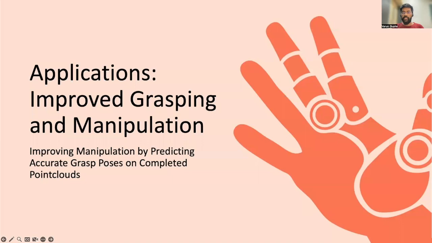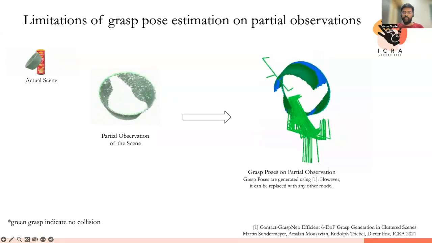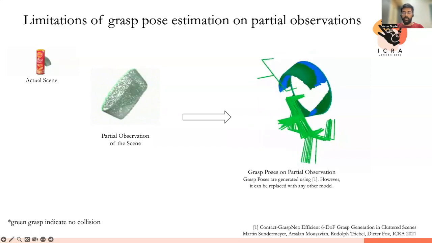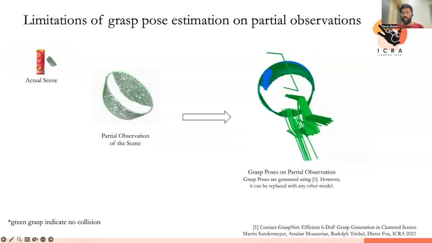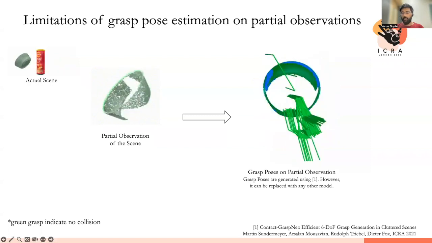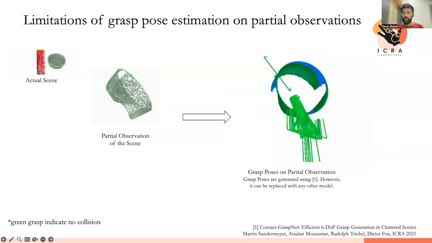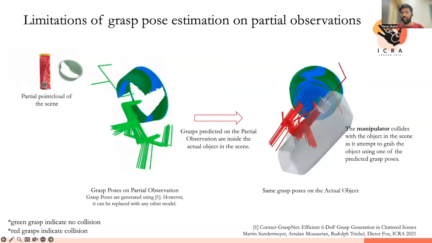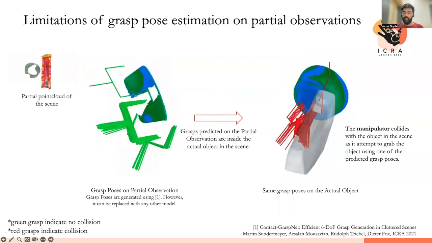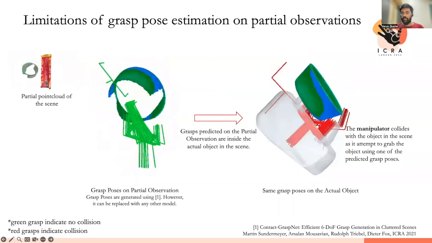Let's look at some applications of SCARP in grasping. SCARP can be used to improve grasp pose estimation. Here we show an example of a real-world object captured from a single view. The grasps are predicted by a state-of-the-art grasp proposal network, Contact-GraspNet. The green color indicates that these grasps do not collide with the observed object. However, when we transfer these same grasp poses to the actual object on the table, we see that they are inside the actual object, as indicated by the red color of the grasps.